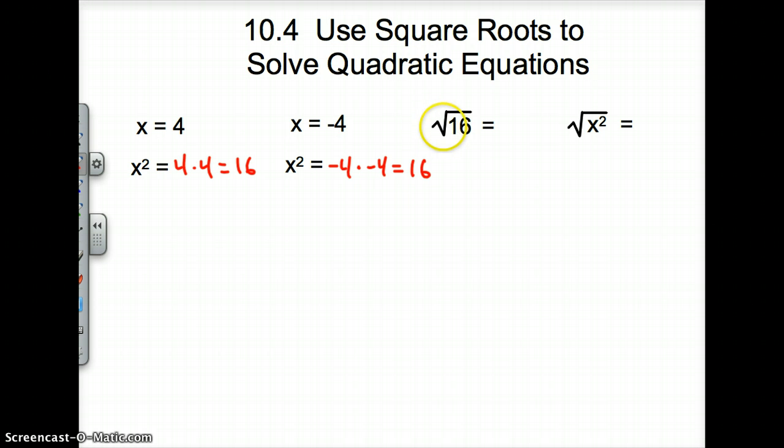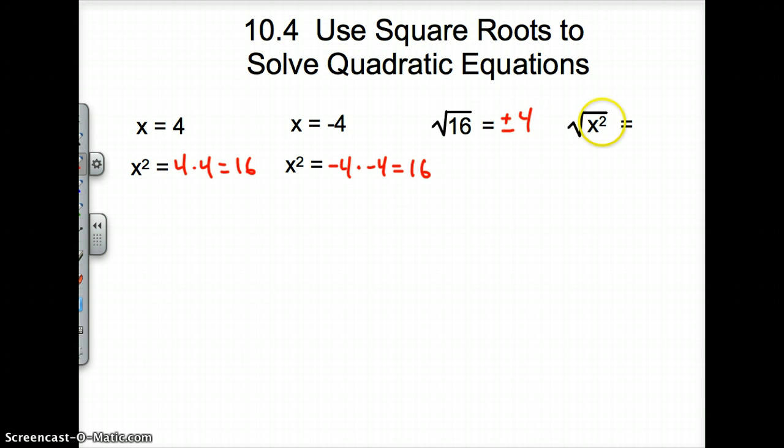Now when we have a square root, this is a square root sign of 16, this square root undoes any squares, so the square root of 16 is a positive negative 4. Why? Because a positive 4 times 4 is 16, and negative 4 times negative 4 is 16. So 16 can be obtained by either 4 times 4 or negative 4 times negative 4.